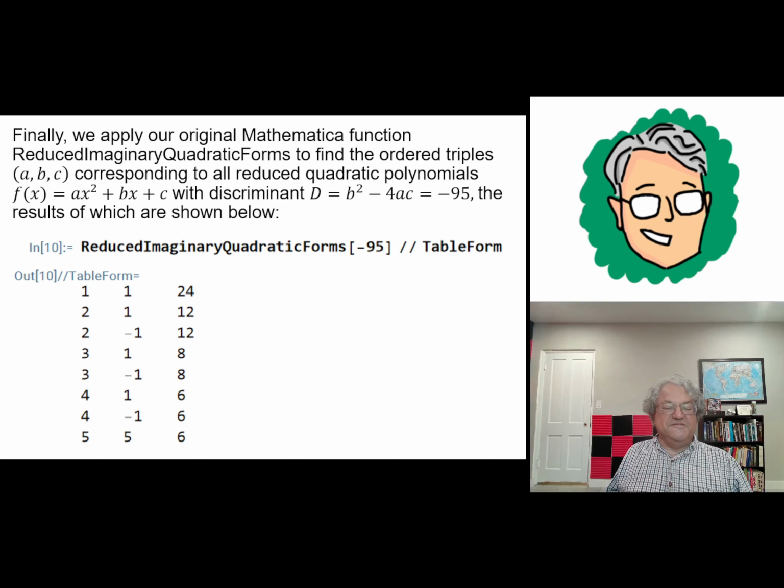Notice that the first 7 of these all have B equal to plus or minus 1. Those are sort of the easy ones to find. But it turns out there's one more where B is 5. So you have 5x squared plus 5x plus 6. That one's harder to find by hand. That's sort of the odd man out here. So those are the 8 reduced quadratic forms, or if you like, quadratic polynomials of discriminant minus 95. And that completes my solution to this problem.